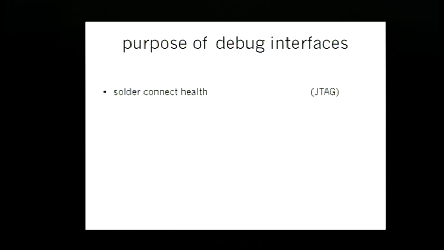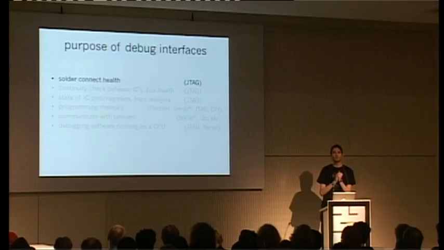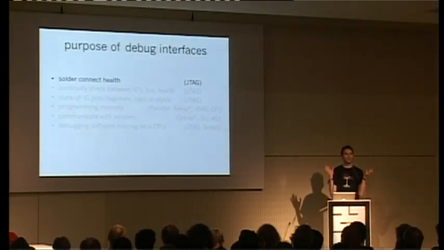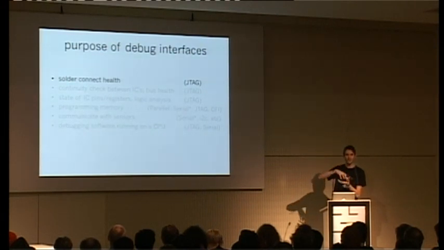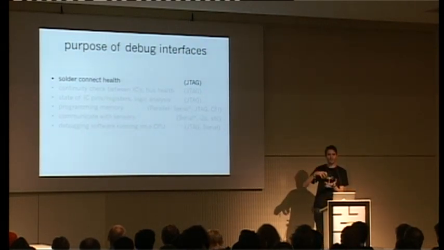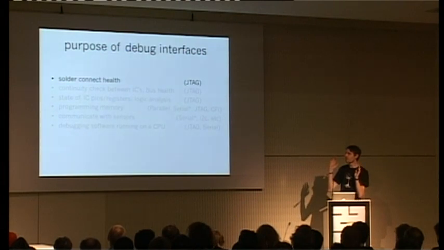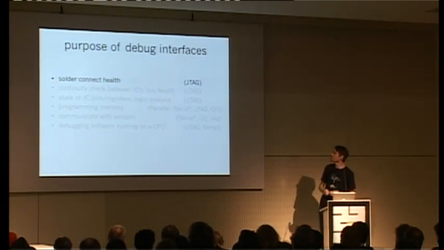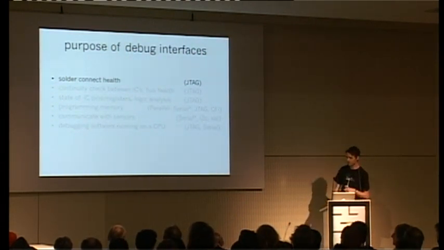So first we're going to look at debug interfaces. And there's a bunch of them for different purposes. JTAG might be used to check the health of the connection between the solder joint of a chip. You might remember the Xbox, I can't remember what it was called, the red box bug or something, which was just basically the FPGA sort of got desoldered slightly, or a few of the pins, and it affected like 20% of the Xboxes. So you might use JTAG to check for something like that.